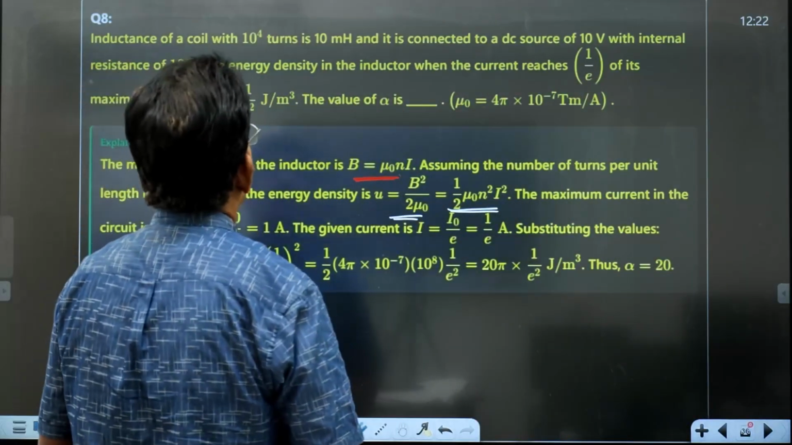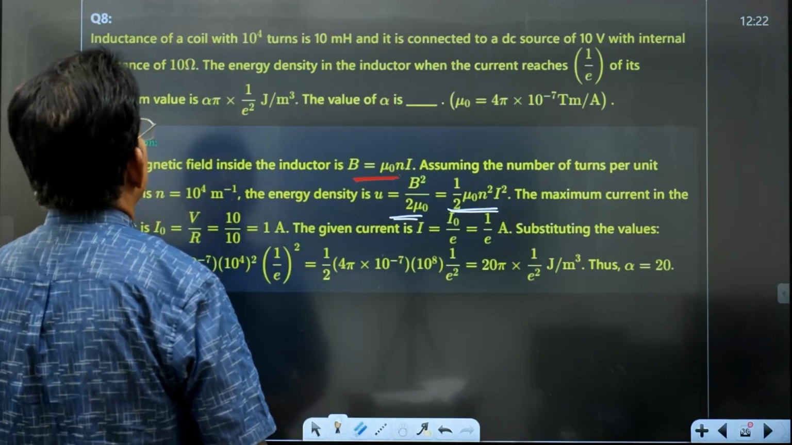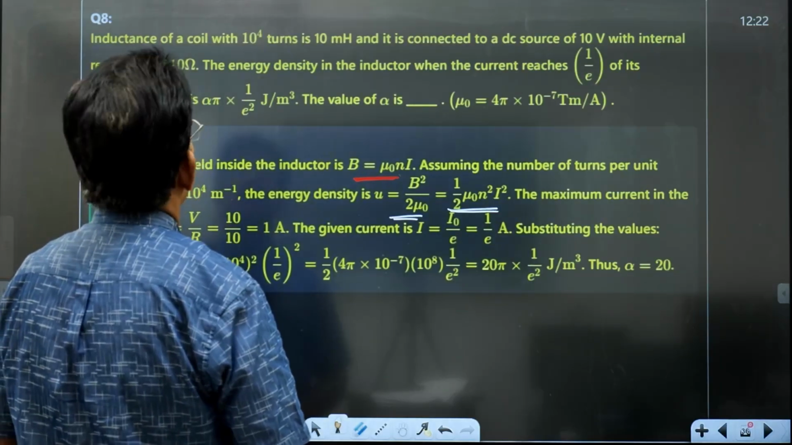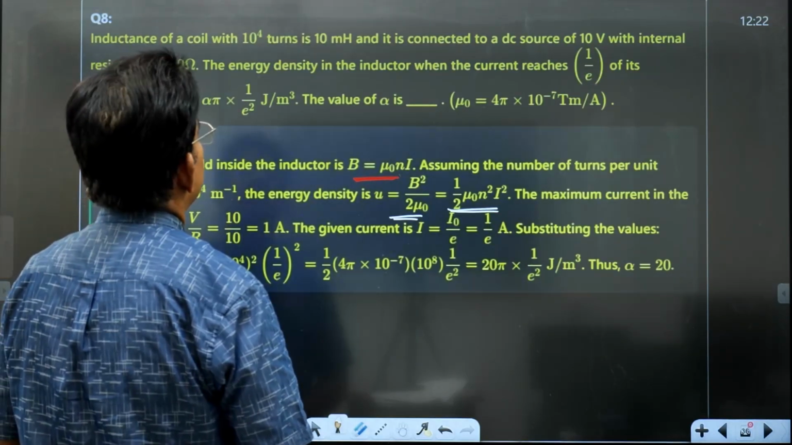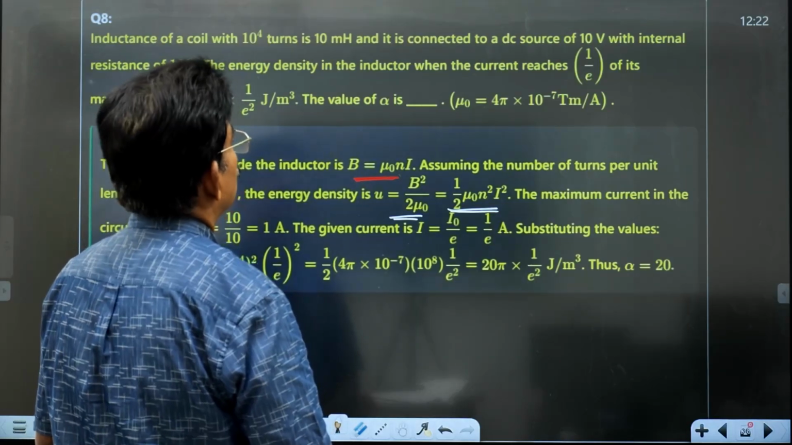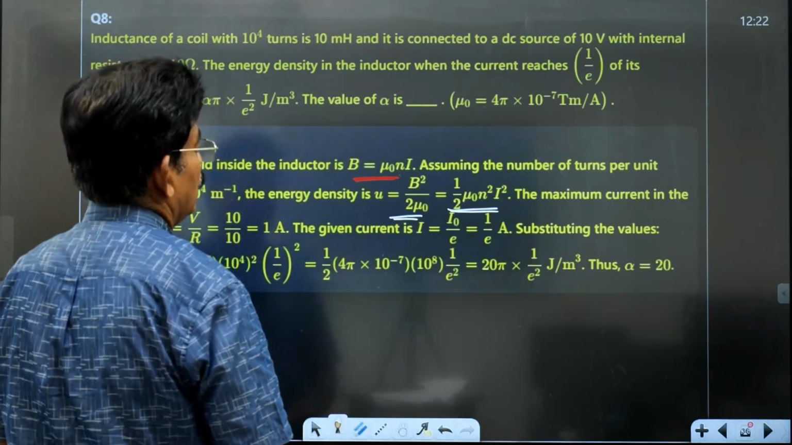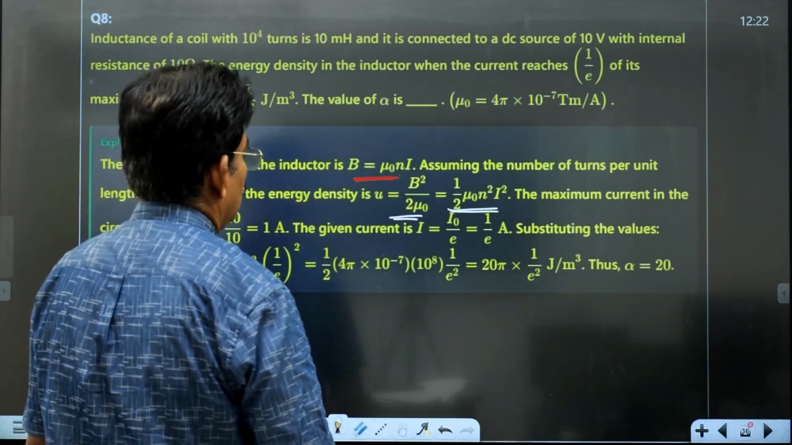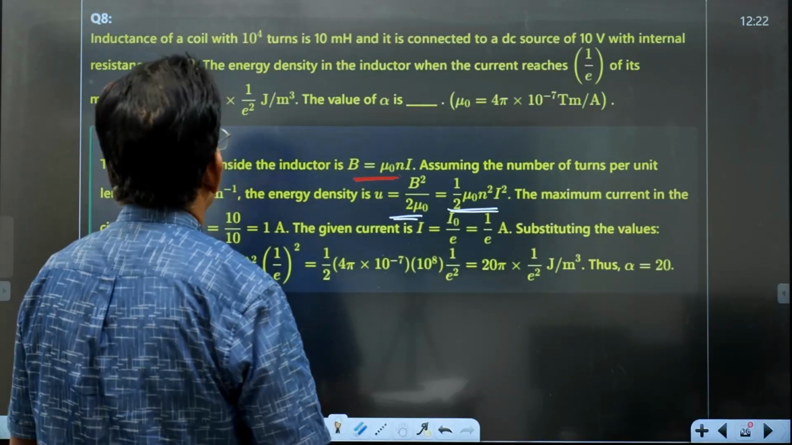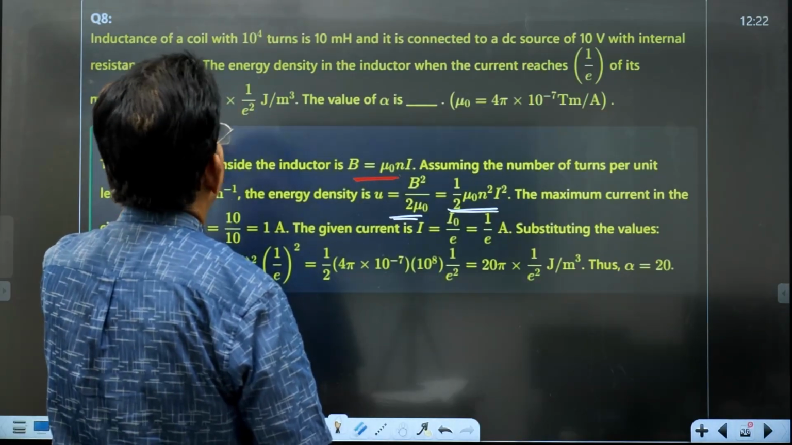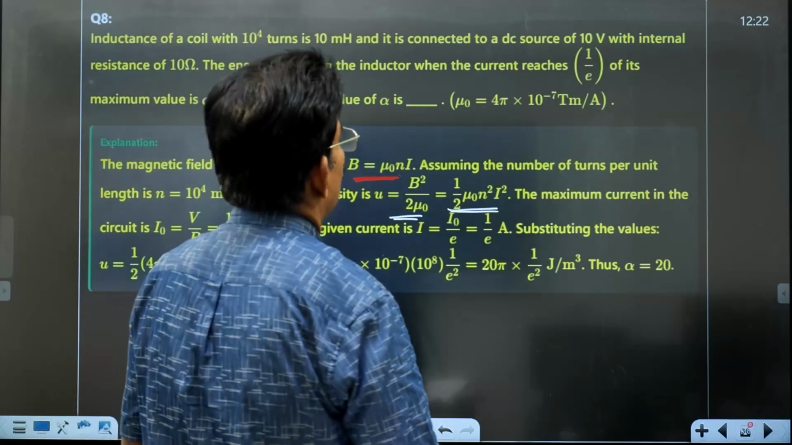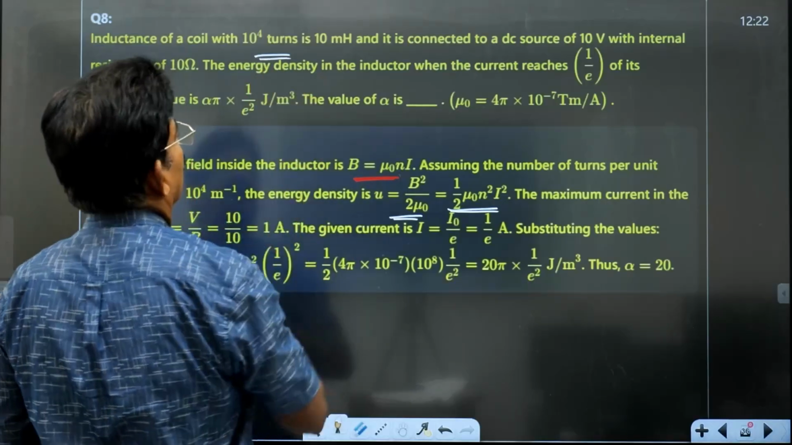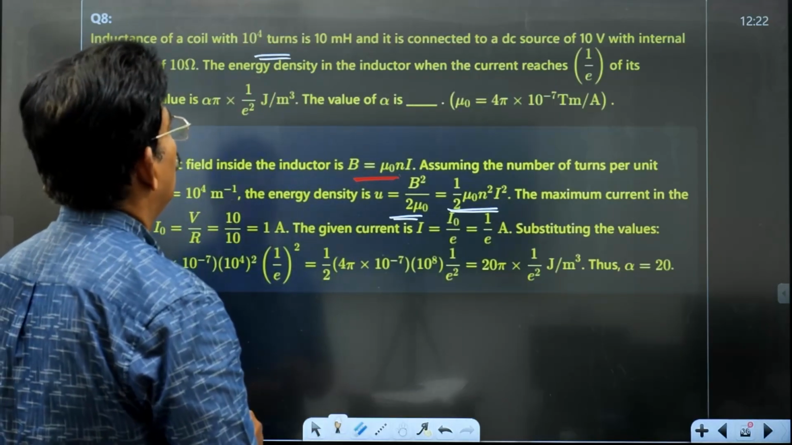N is the number of turns per unit length. How many turns are there? 10 to the power of 4 turns. And length is how much? A coil of 10 to the power of 4 turns, 10 millihenry, is connected to a DC source. So one thing they are missing, they have to give the number of turns per meter. Number of turns per meter should be given.